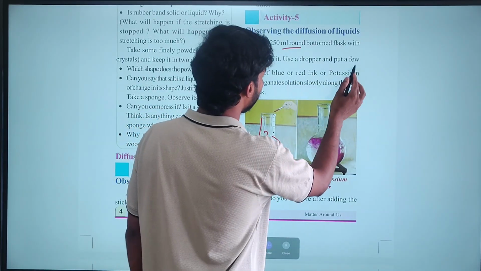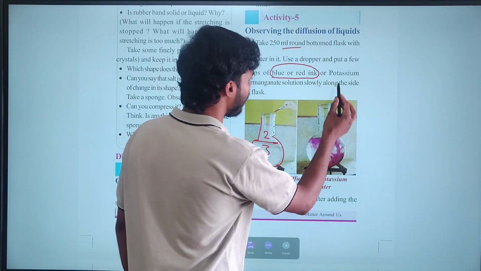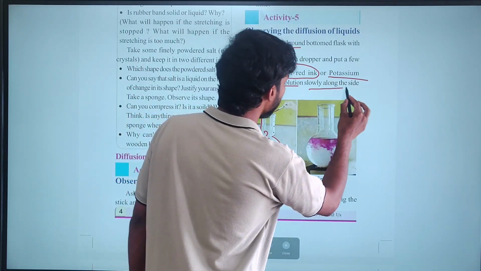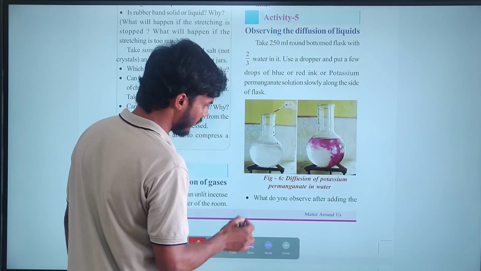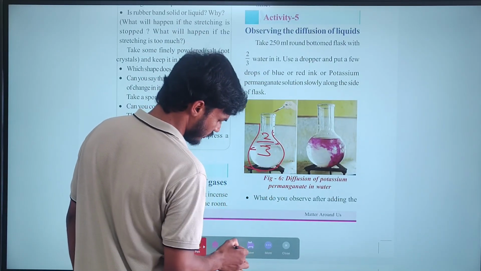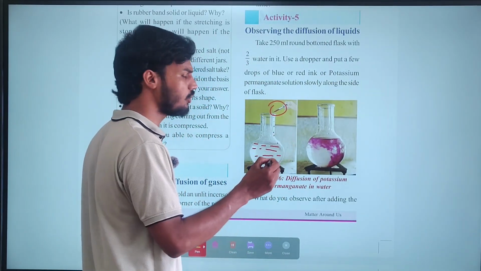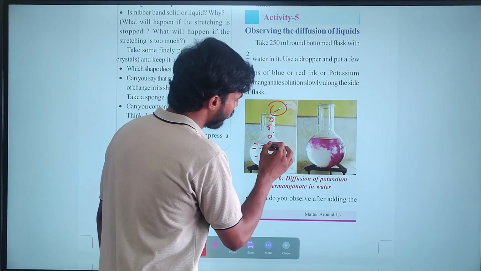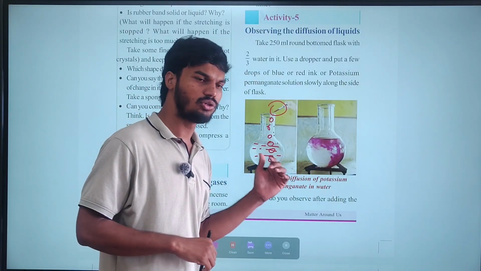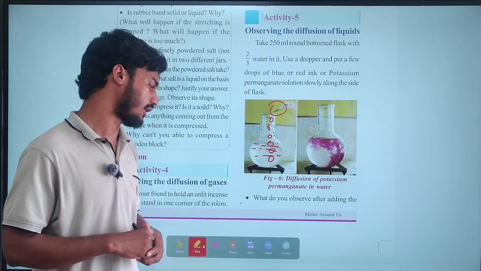In it, use a dropper and put a few drops of blue or red ink, or you can take potassium permanganate solution, KMnO4 solution, and add it slowly along the side of the flask. So take the flask, fill it with 2/3 of water, and with the help of the dropper, add the solution drop by drop to the bottom of the liquid, and observe the solution after adding blue or red ink or potassium permanganate.